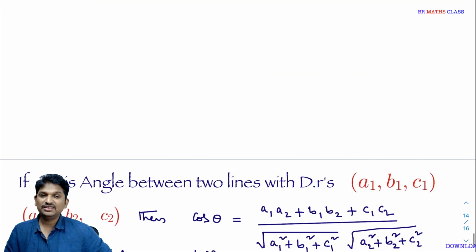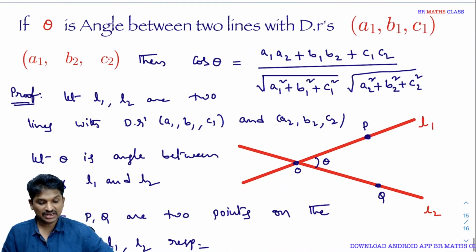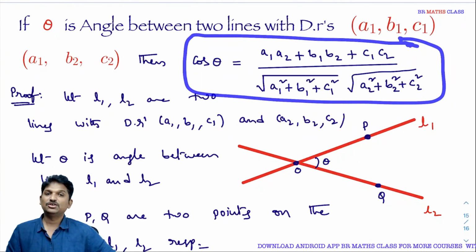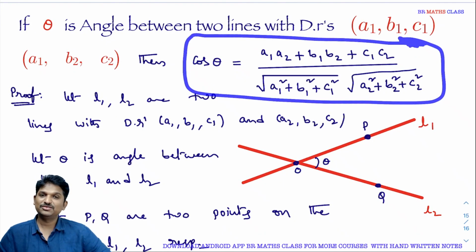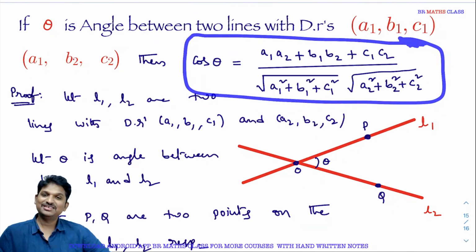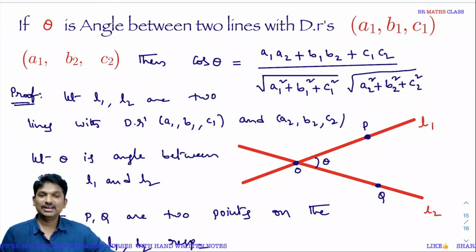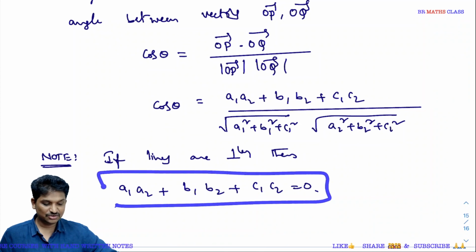They are given 2 lines with the direction ratios a1, b1, c1 and a2, b2, c2. Then to calculate the angle between those two, we use this formula: cos theta equal to a1 a2 plus b1 b2 plus c1 c2 divided by root over a1 square plus b1 square plus c1 square into root over a2 square plus b2 square plus c2 square. This is the formula we use to find the angle between the lines when they are given direction ratios of the respective lines, right? And if 2 lines are perpendicular, then a1 a2 plus b1 b2 plus c1 c2 equal to 0.